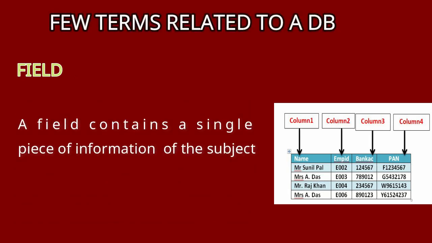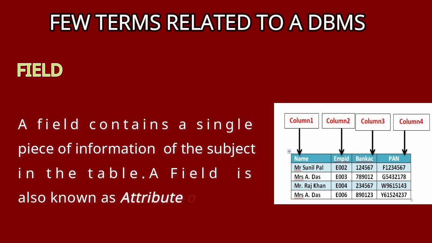The next important term is field. A field consists of a single piece of information of the subject in the table. A field is also known as the attribute or a column. Look at the example given there. You will see that I have written column 1, column 2, column 3 and column 4 above the columns. These columns are known as the fields.